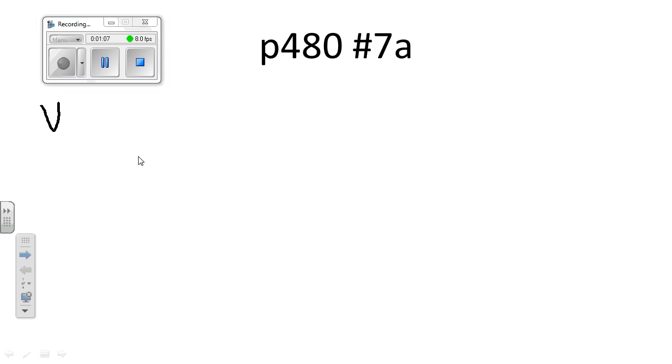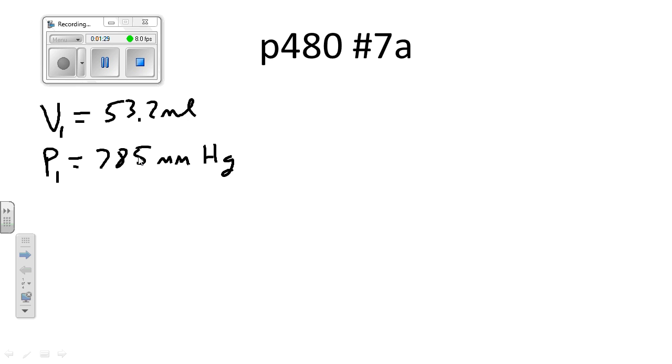They tell us that the volume to start with, I'm going to call that V1, is 53.2 milliliters. And the pressure at that time, the same time we measure that one, we'll call that P1, is 785 millimeters of mercury. And we are to find another volume, we'll call it V2. V2 is what we're looking for. When we change the pressure, so that's P2, the second time we measure the pressure is 700 millimeters of mercury.